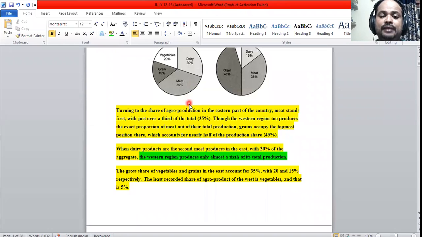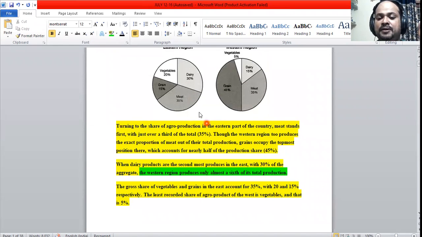So I told you that we have to make a change there. And this is the change we made. When the dairy products are the second most producers in the East with 30% of the aggregate, the Western region produces only almost a sixth of its total production. So this, when compared to this produce, it is just a sixth. It is less compared to the total production in the Western region. Dairy products is comparatively less.